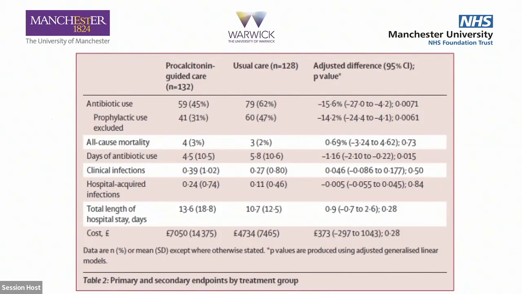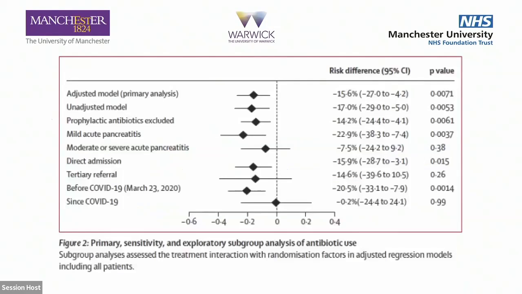The use of a procalcitonin algorithm resulted in a significant reduction in antibiotic use, and this significance persisted once mandated prophylactic antibiotic use was excluded. This translated into a 1-day reduction in total days of antibiotic use, which is also statistically significant. There was no difference in mortality, clinical infection, hospital-acquired infection, length of stay, or cost of stay.